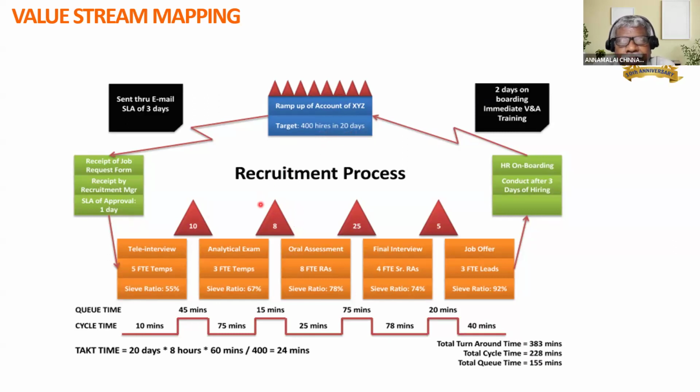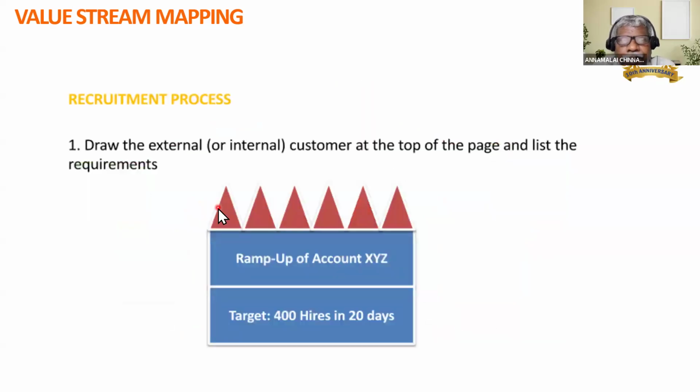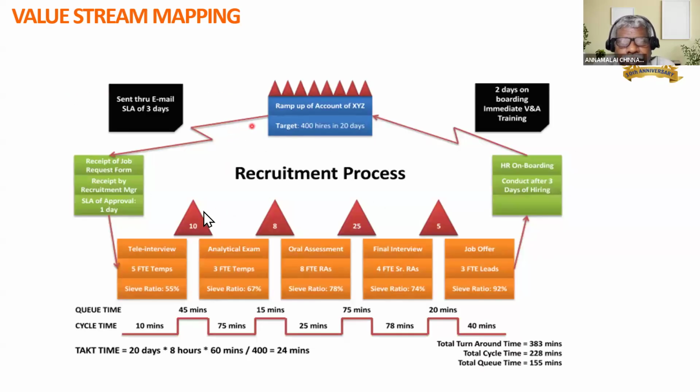So for the recruitment process, if you want to do the value stream mapping, first you need to start. Again, you can see that there are some symbols, like the triangle, rectangles, step-like ladders, and at the top middle, some shape. These are all globally standardized symbols for value stream mapping.